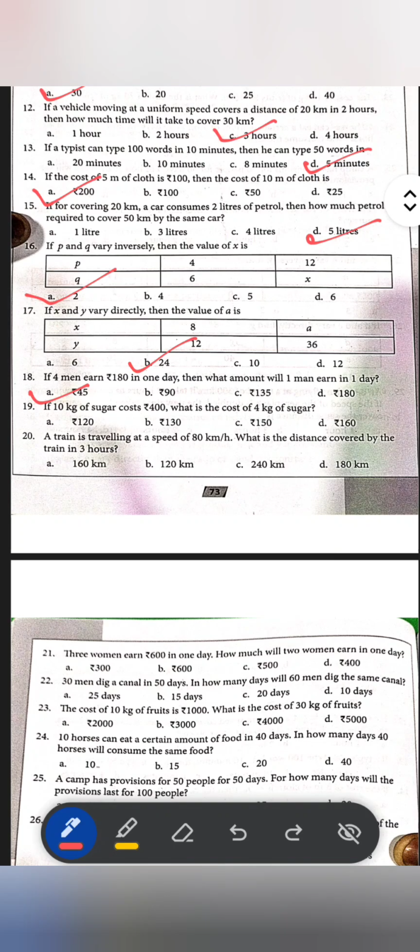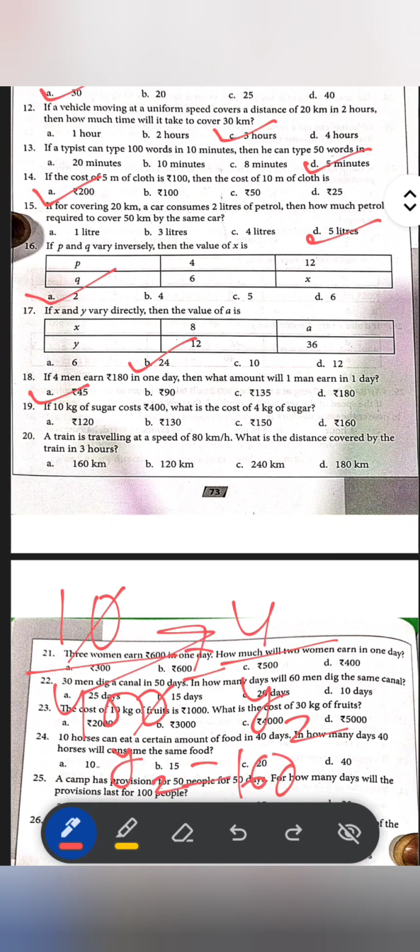Now question number 19. If 10 kg of sugar costs 400 rupees, what is the cost of 4 kg of sugar? The more of an item you buy, definitely you have to pay more money, correct? So here 10 kg sugar costs 400 rupees. So 4 kg sugar, let it be y2 rupees. So the zeros cancel out, do the cross multiplication. y2 into 1 is equal to y2. 4 fours are 16, so 160 rupees. Option D is the correct answer.